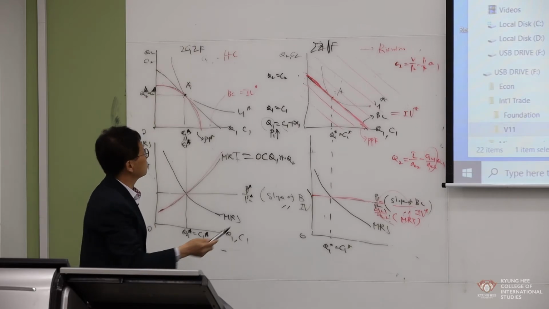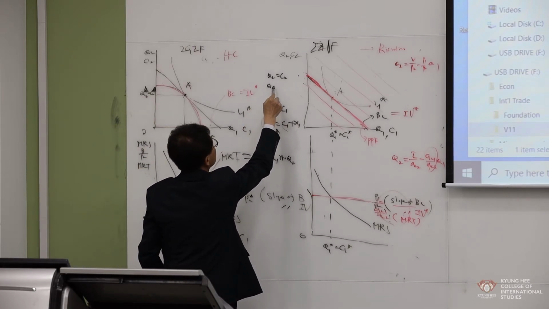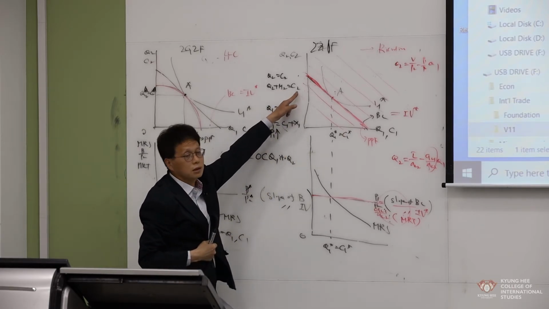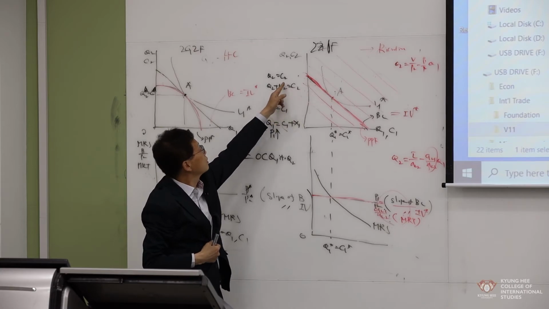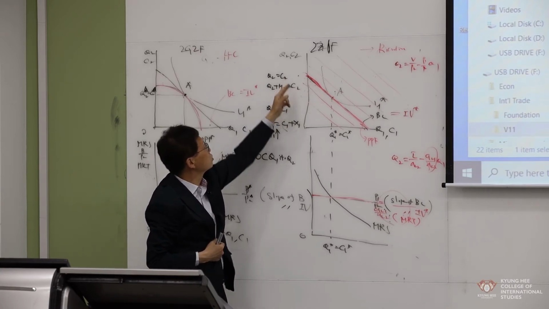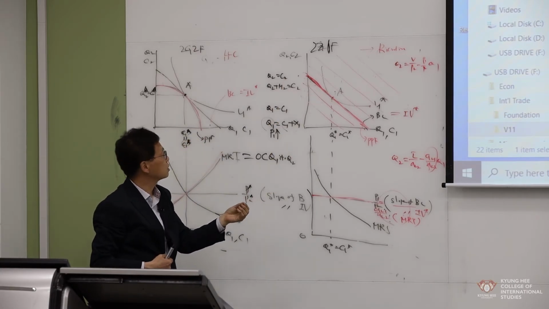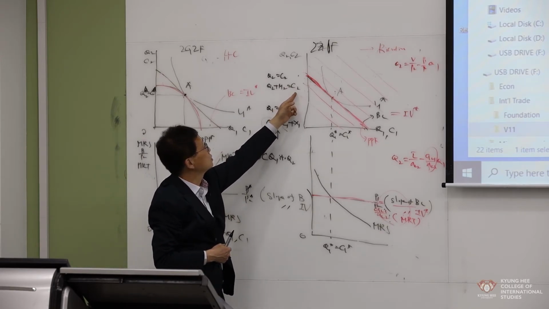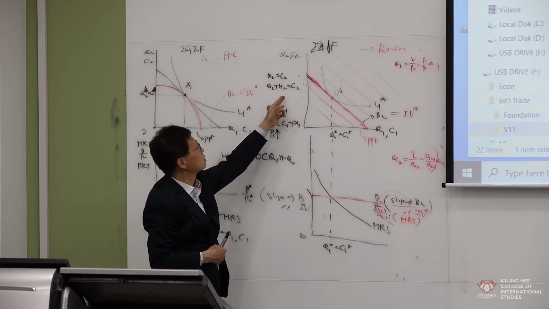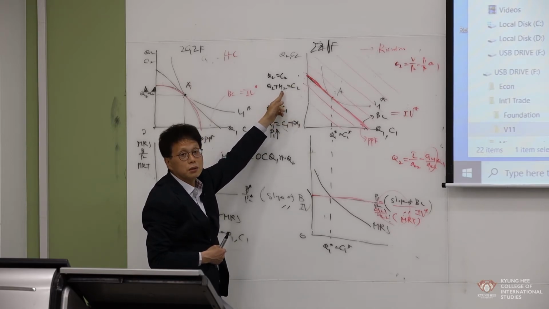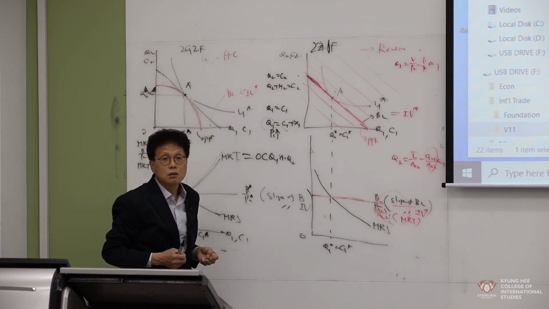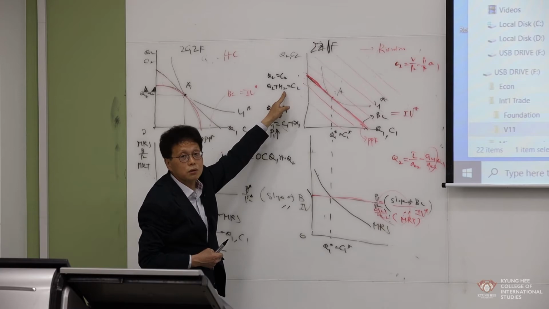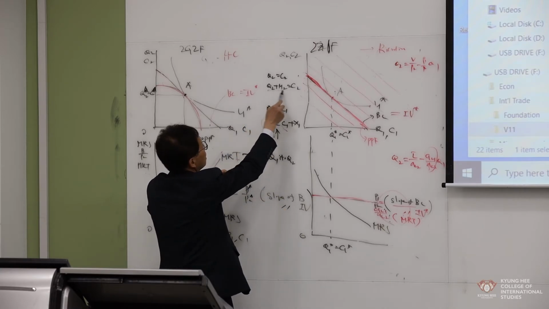But after trade, what happened? Q2 plus M2 is equal to C2. Domestic demand: in the autarky situation, domestic consumers demand domestically produced agricultural food only. But after trade, Korean consumers can purchase foreign produced beef. That is import, right? Domestically produced food, foreign produced food. So that kind of thing happens.